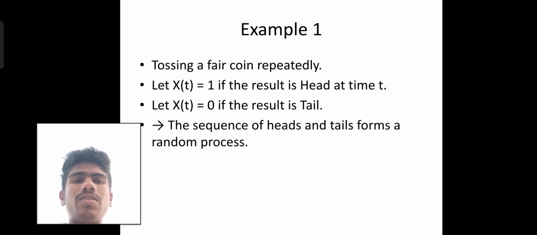Example 1: tossing a fair coin repeatedly. Let X of t equal 1 if the result is a head at time t, and let X of t equal 0 if the result is a tail. The sequence of heads and tails forms a random process.